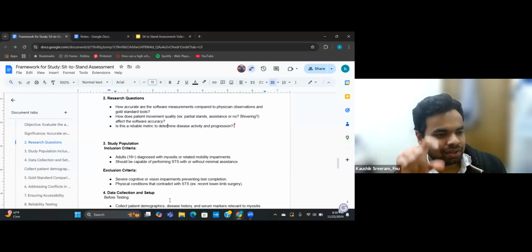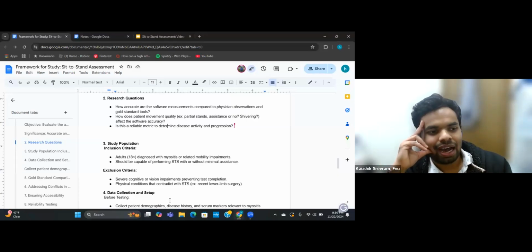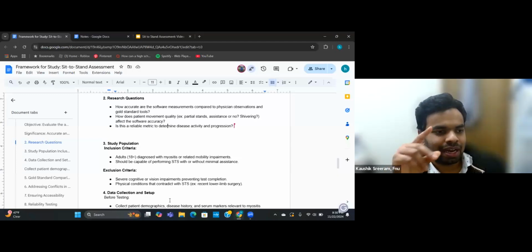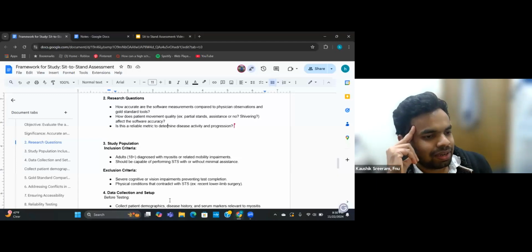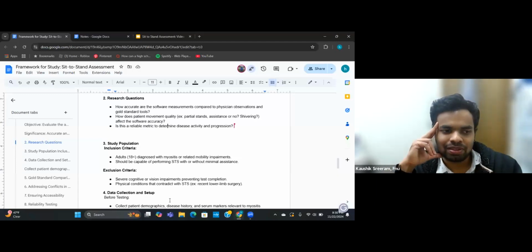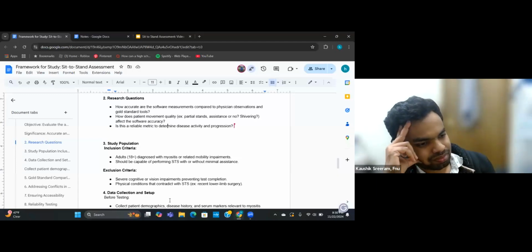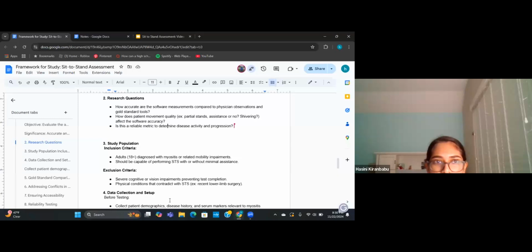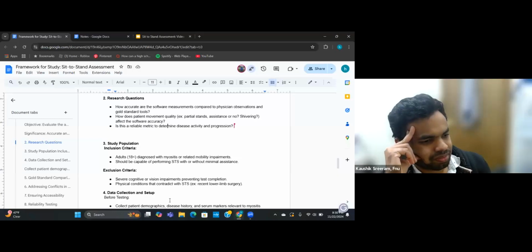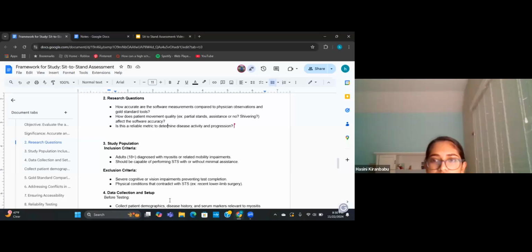So when you say diagnosis of myositis, I would tell you to be very specific about what type of myositis. Can you tell me what I mean by what type of myositis? Like how it's affecting the muscle, or what part of the muscle it's affecting.